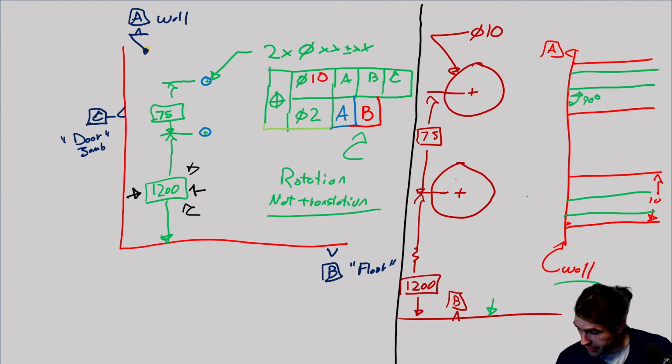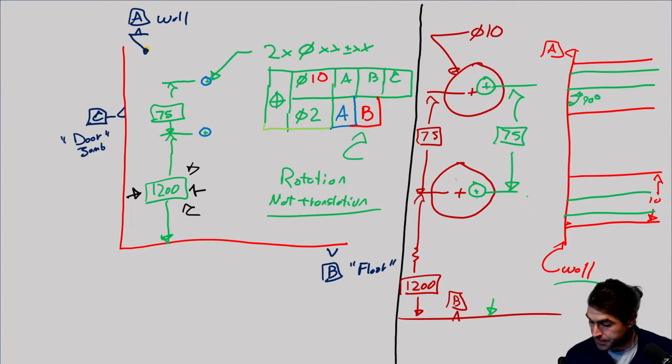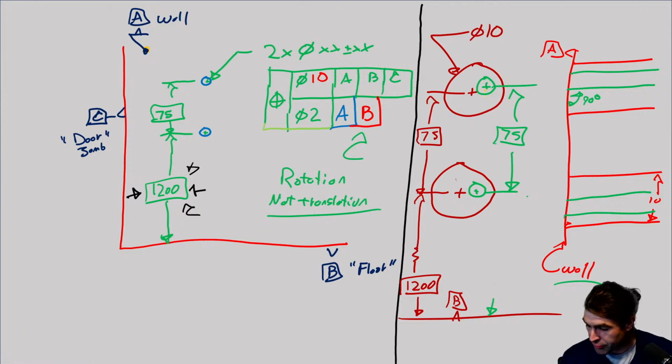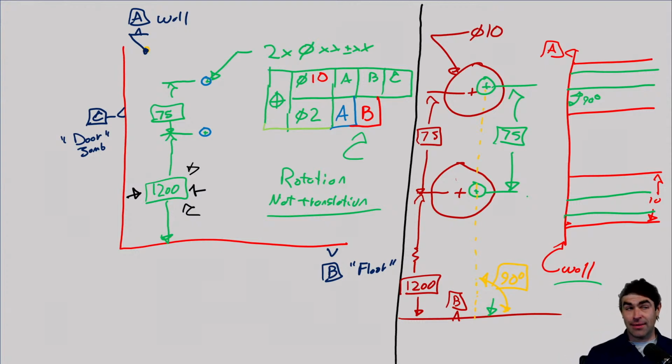Definitely like this dark green, right? We're still going to have our 2 tolerance zones on a string, 75 millimeters apart. The way I like to think about it is that we'll strike a line through the center of each tolerance zone, right? And that's got to be 90 degrees to whatever datum B is.